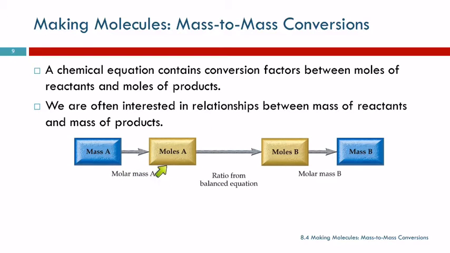Then we take moles of A and go to moles of B. That's what I just finished teaching you, using the mole ratios from the balanced chemical equation. And then we take the moles of B and we convert it to mass using the molar mass of B. So we're going to take one old skill and one new skill, and we're just going to put them together.